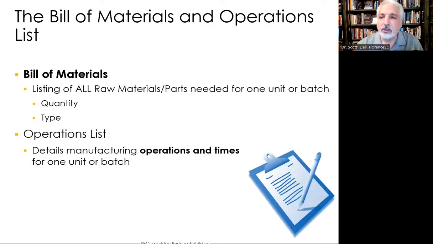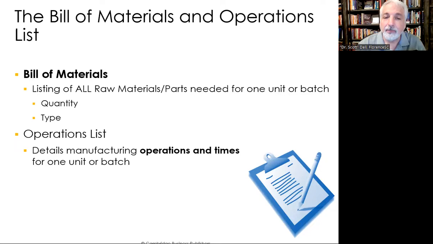What are some of the other terminology we should be aware of? Well, we've got something called the bill of materials, and it is exactly what it says. These are the raw materials that are needed to produce whatever we're making. It's a listing of all the physical materials that are going to go in to produce what we're making. It includes the quantity of the material, the type of the material, and the description that goes with that.